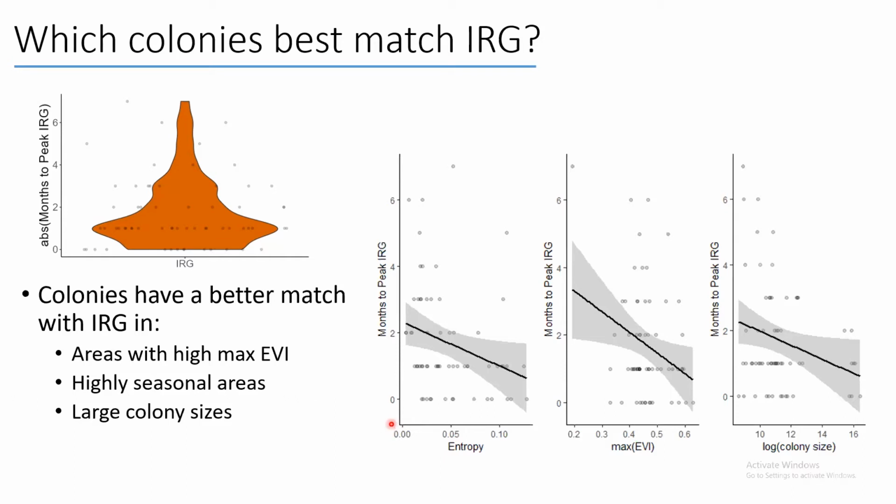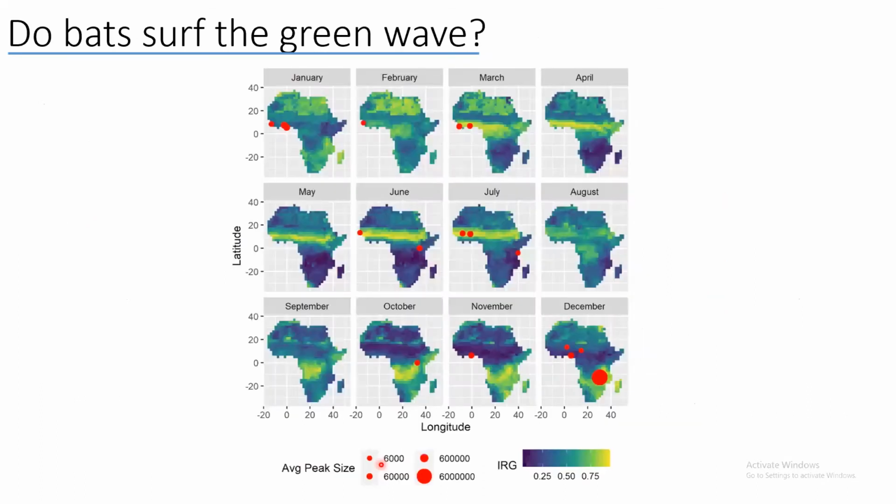So this is essentially the difference in months between when the colony is at its peak and when this phenological event happens. And colonies have a closer match with IRG when areas have generally really high greenness, or max EVI. Additionally, you also see this pattern that in more seasonal areas, you also have a closer match. And then finally, we also find that larger colonies have a closer match. And so this is consistent with our predictions and suggests that these colonies are matching this green wave in these seasonal environments.